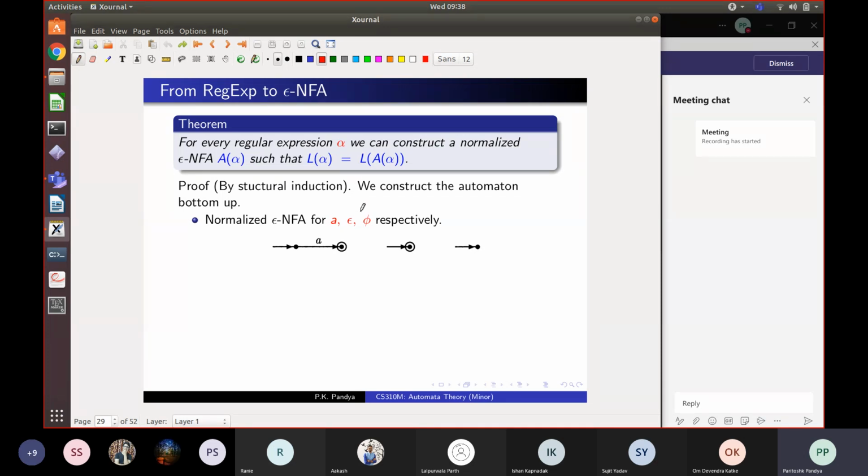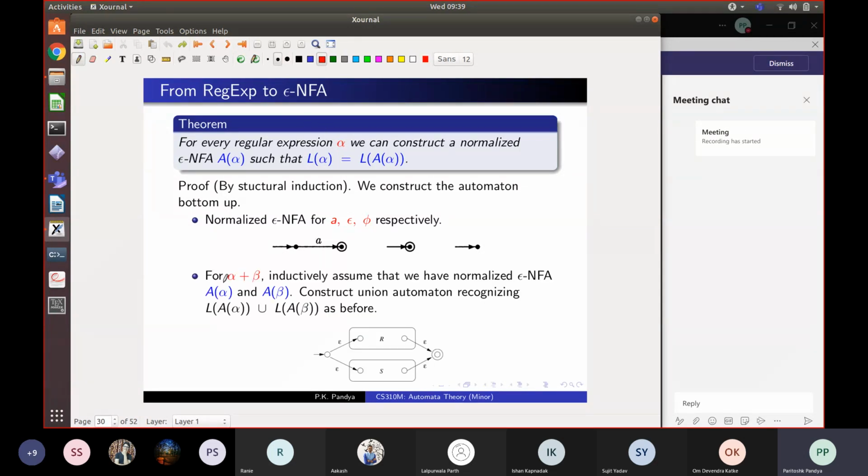If we have atomic expressions like a, epsilon, or phi, their corresponding automata are given here. For a, it is this. For epsilon, it is this, and for phi, it is this. So I hope there was no confusion with this. I'm just repeating what was done last time.